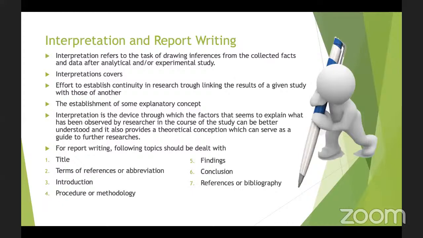Now, I think the last step in a research project is basically interpretation and report writing. In report writing, you basically cover all the things. So you cover the title, the terms, the references that you have used. Then you first introduce the topic, what exactly the topic is that you want to do research on. Then after that, you talk about the review of literature. Sometimes the review of literature is also clubbed into the introduction.